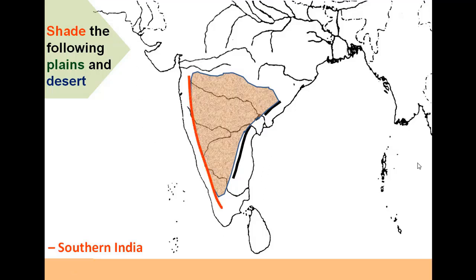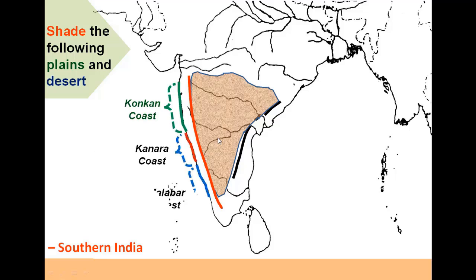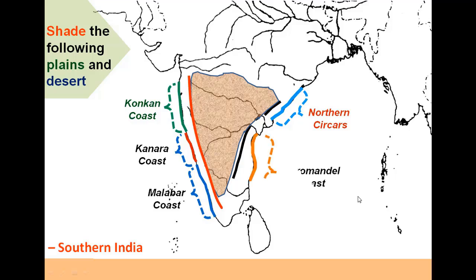As you can see, for reference purposes, we have highlighted the Deccan Plateau with brown color. We have also shown the three coasts, Konkan Coast, Kanara Coast and Malabar Coast. Also shown is the Western Ghats with a thick red line. Now, we will mark the coastal plains on the west coast of India, between the Western Ghats and Kanara Coast, Konkan Coast and Malabar Coast. These plains are to be marked with shading.